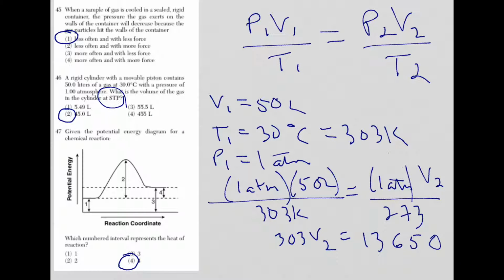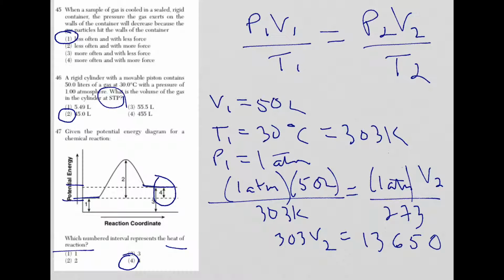Okay, 47, potential energy diagram. And I'm looking for heat of reaction. Heat of reaction has to do with the potential energy of my products minus the potential energy of my reactants. And that is represented here by this arrow, or choice 4, or if I had to read the numbers, I would read them between here and here.